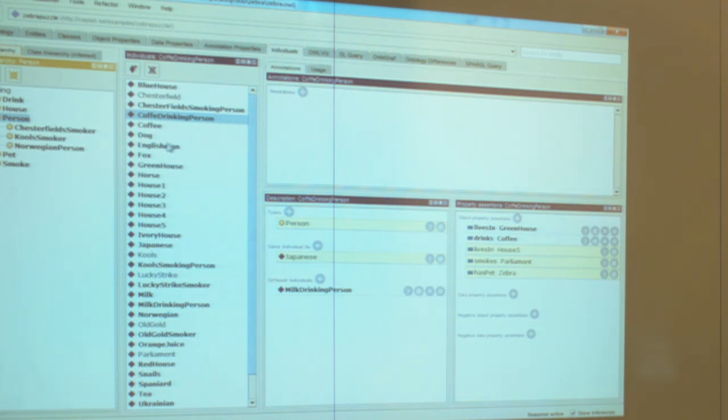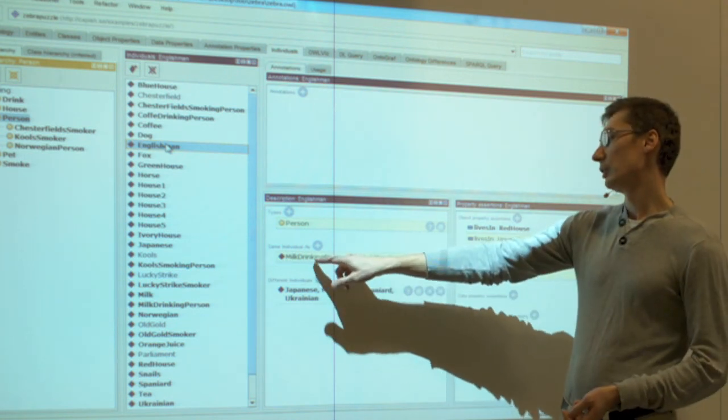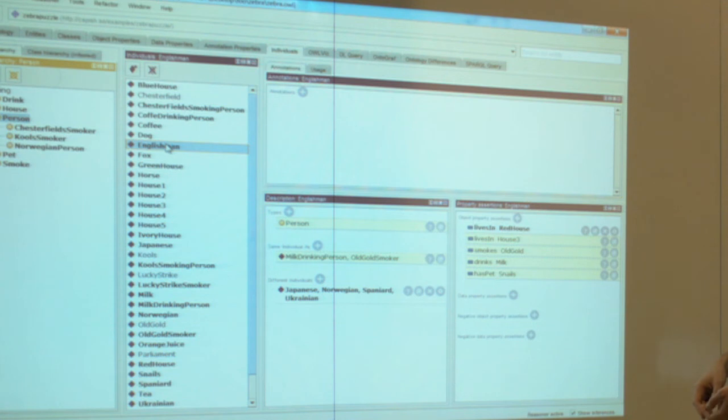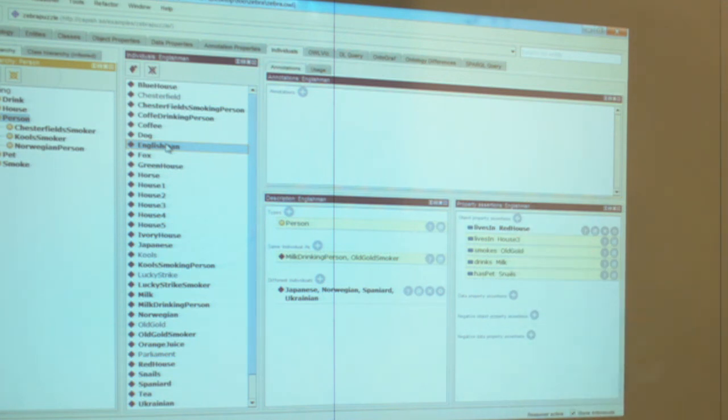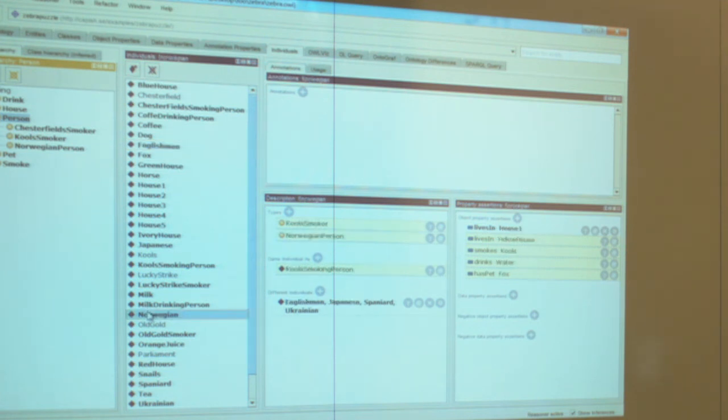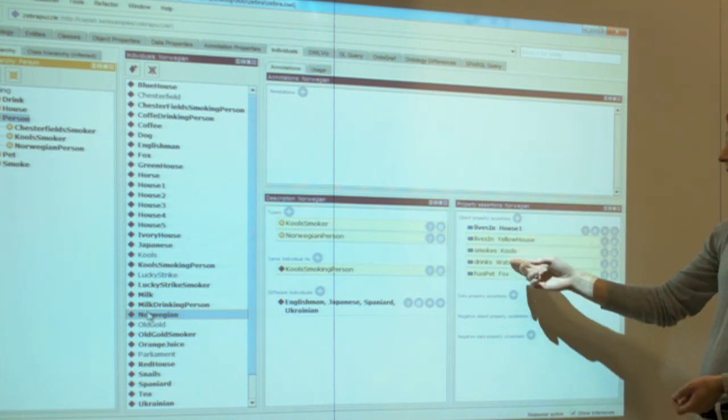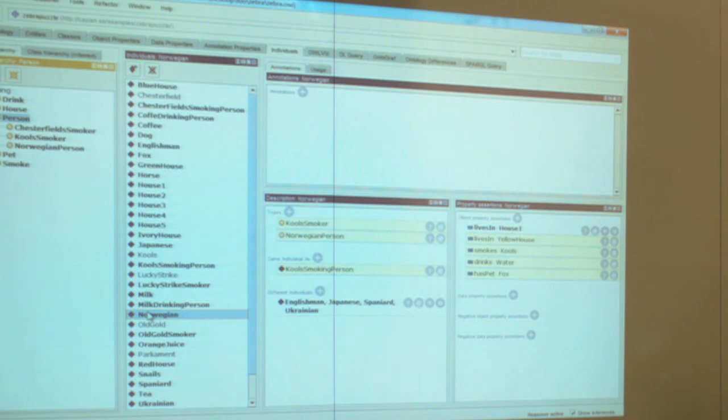And then what about water? Who drinks water? Well, we can browse and see. We have actually found out everything about the Englishman too. He happens to be a milk drinking person and Old Gold smoker, has snails as pets and lives in house 3. And then the water: it's the Norwegian who lives in the yellow house, smokes Kools, drinks water, and has a pet fox. That's it. We solved it.